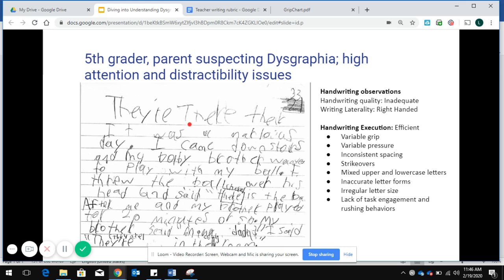But then the biggest problem with this student was the lack of task engagement and rushing behaviors. When we told this student that he needed to write for 5 minutes, he was like, oh my gosh, 5 minutes, that's a lot of time. And he needed a lot of reminders to stay on task and a lot of redirection. And there was a lot of rushing behaviors going on.